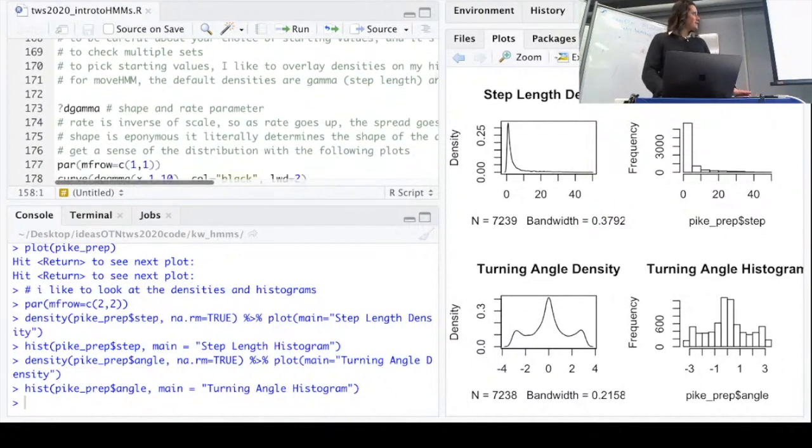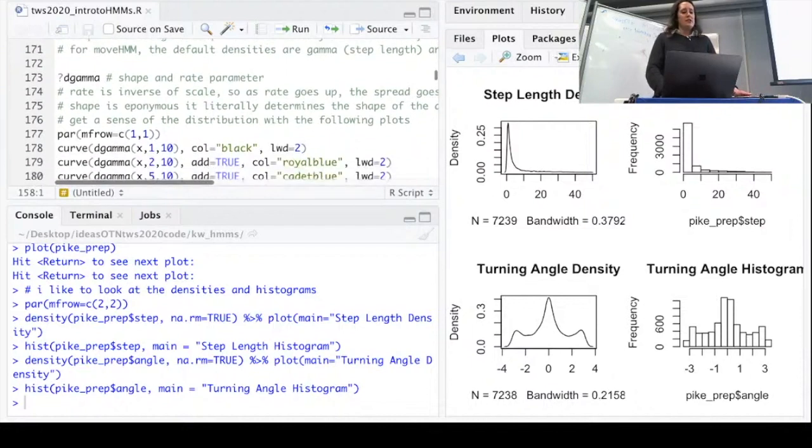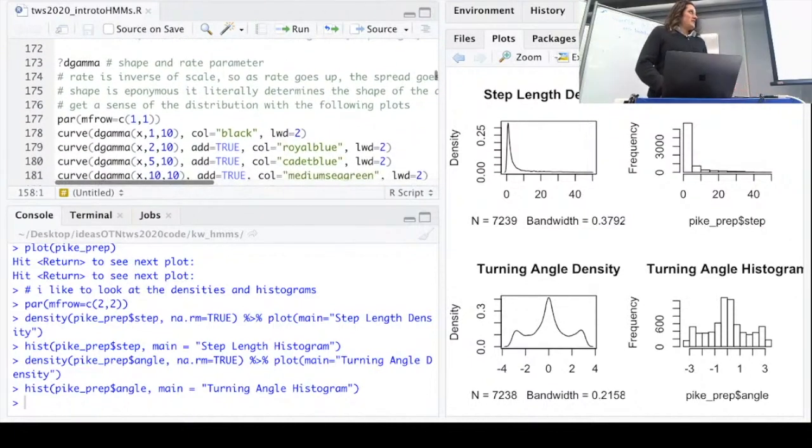So yeah, the first of these steps that we need to do is pick different starting values. And so you need to think about the distributions that describe your turning angles and your step lengths, okay? And these two packages give you multiple different distributions.